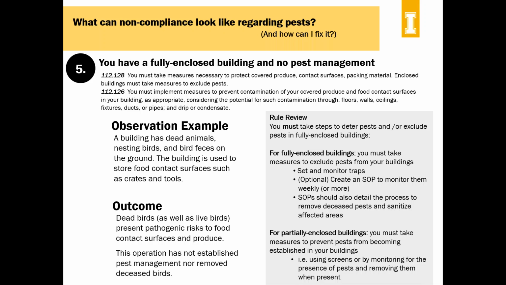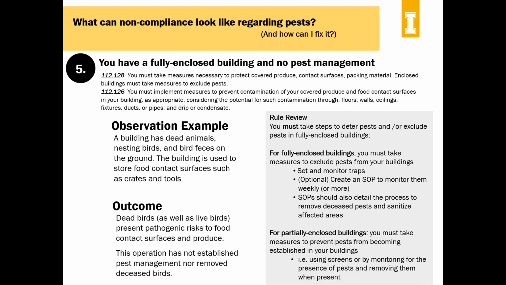So this would mean setting and monitoring traps ideally, or also creating an SOP to monitor them weekly or more, meaning that you may not need to monitor them as often, or maybe you have to monitor them way more often depending on how bad the issue can get. But the SOPs, which are standard operating procedures, basically just outline what the grower will be doing or what employees will be trained on doing for pest management and monitoring.